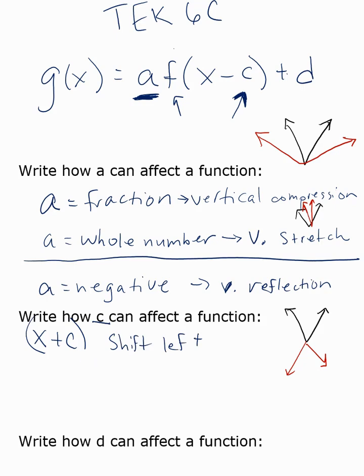So if you see an x plus 2, it would shift left 2. If you see an x plus 5, it would shift left 5. Whatever the c is, it's going to shift left by that number. If you see an x minus c, it's going to shift to the right, whatever that number is.